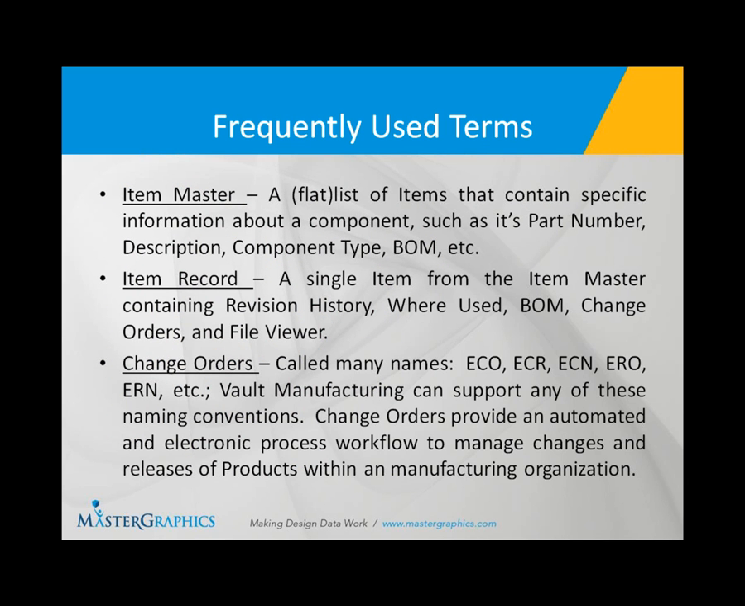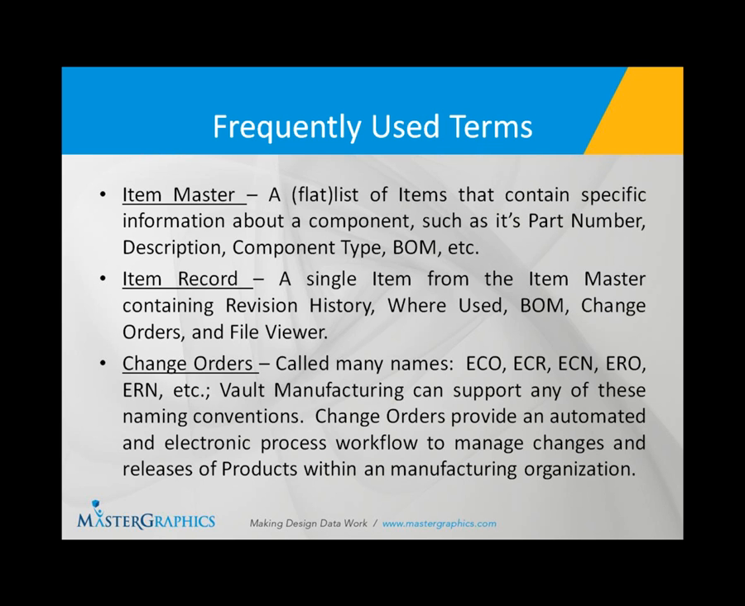Some frequently used terms here. The first thing we're going to talk about is an item master. And really, an item master is a flat list of items that contain specific information about components, and that would be parts or assemblies. And that information might be part numbers, descriptions, component type, bill of material information, etc. An item record is a single item from the item master containing revision history, where used, bill of material data, any change orders that might be applicable to that file, and it also contains a file viewer.